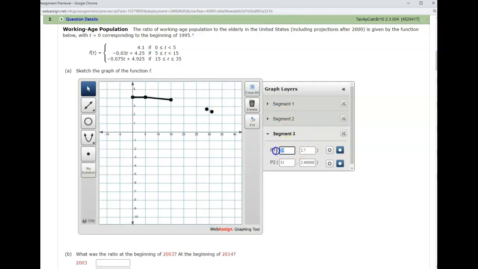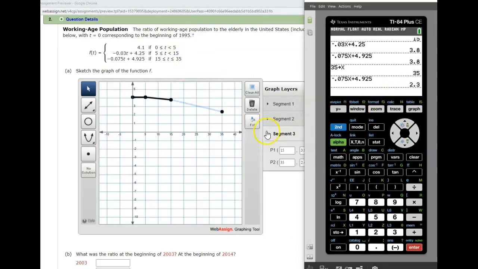Somewhere I messed up there. So this is 15, 3.8, and this is 35. What was it? 2.3.